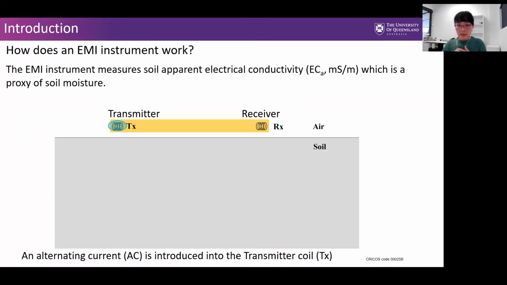And the EM sensors usually consist of one transmitter at one end, emitting magnetic field into the soil, and one or multiple receivers at another end, receiving the soil responses from different soil depths. In the EM sensor, an alternating current is introduced into the transmitter coil.